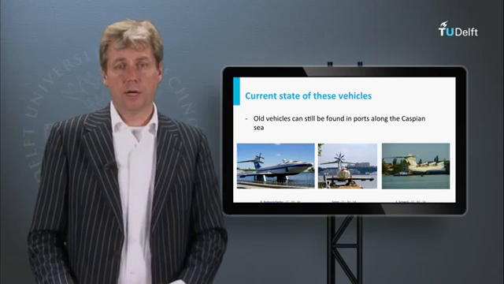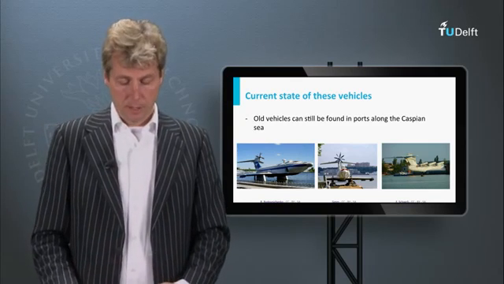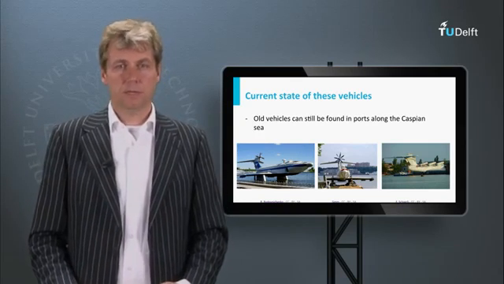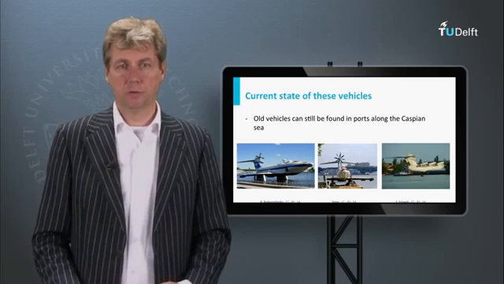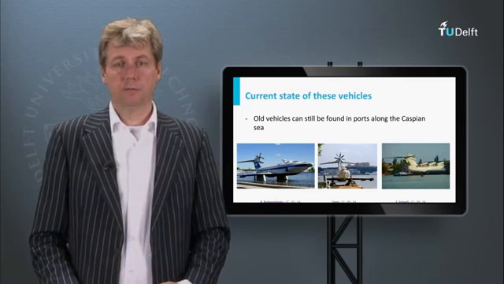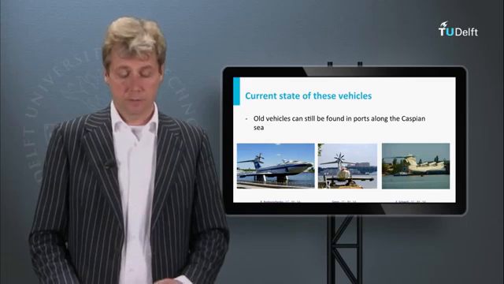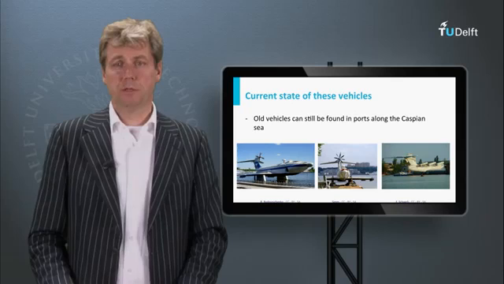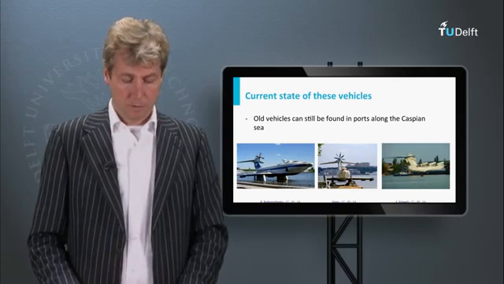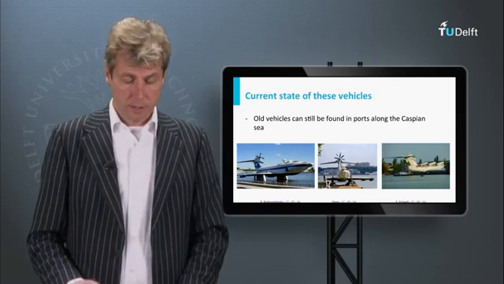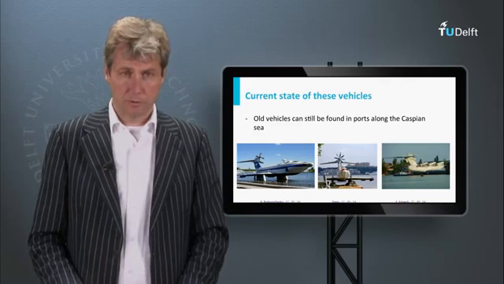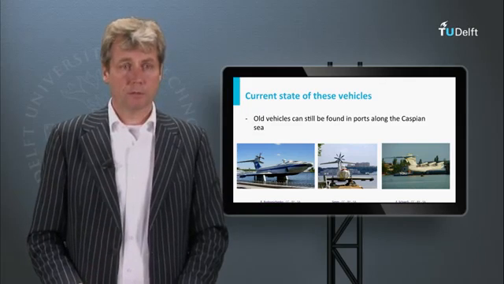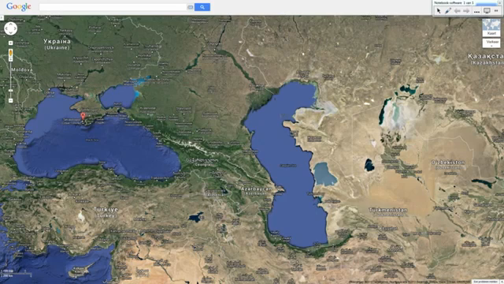These vehicles are no longer active, most of them. They were experimental, and they never really made it into large numbers, into operational status. They are still present. You can still see them along the borders of the Caspian Sea. And though we cannot go there right now, there's another way to actually show them to you by using Google Maps.